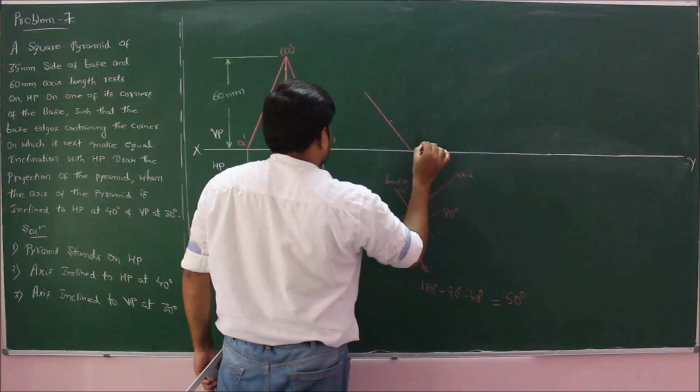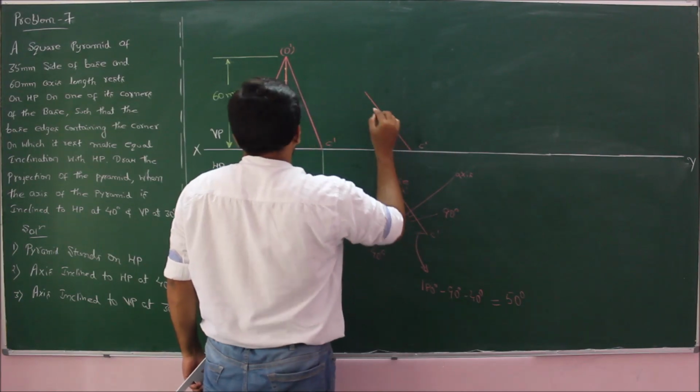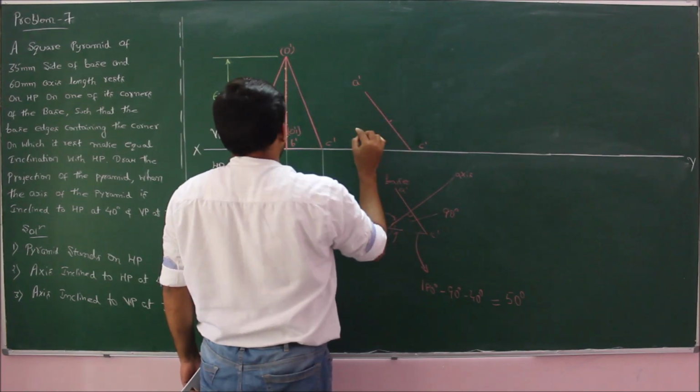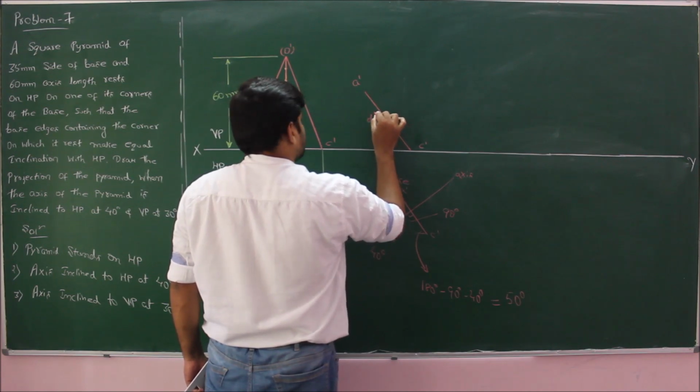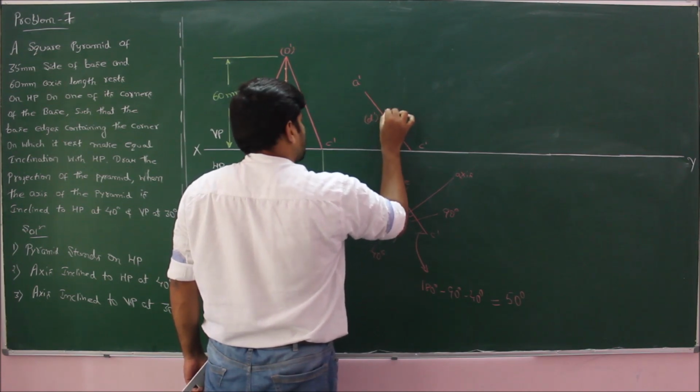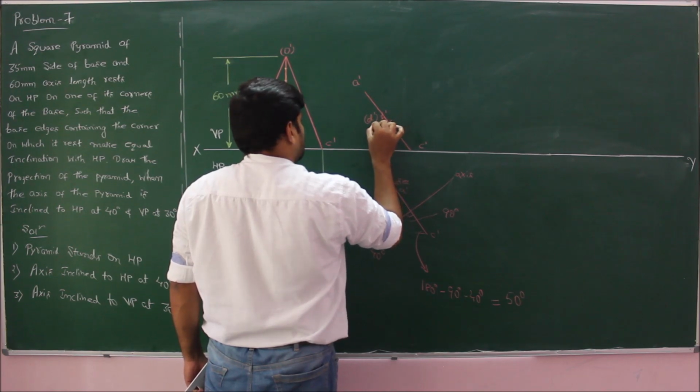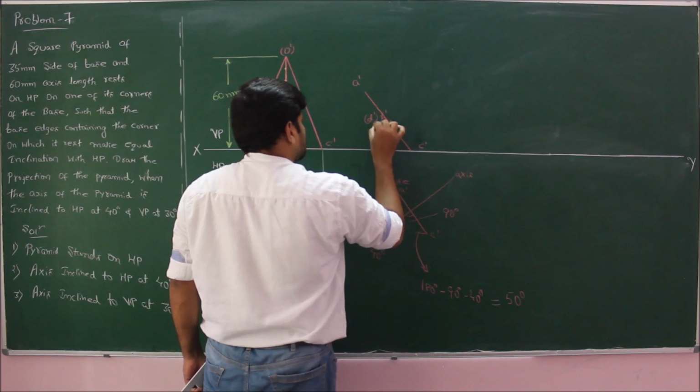I have transformed C prime and A prime. I also mark D prime, which is invisible, B prime, which is visible, and O1 prime, which is invisible.